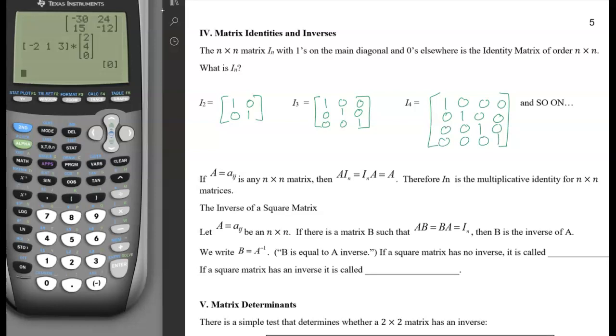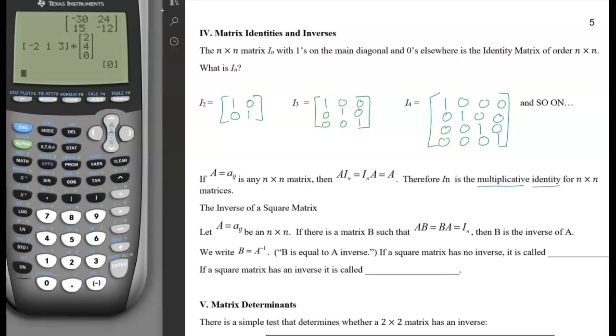And so on. Infinitely big for our identity matrices. Now, if A is some n by n matrix, meaning it's a square matrix, and we multiply this matrix by an identity matrix, we end up with just the original A matrix. We call this the multiplicative identity.